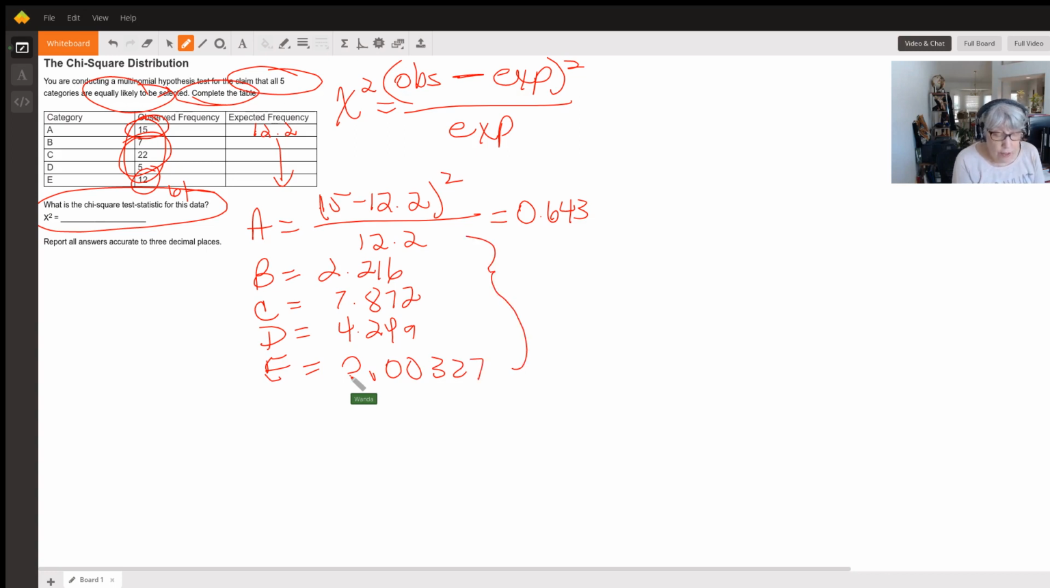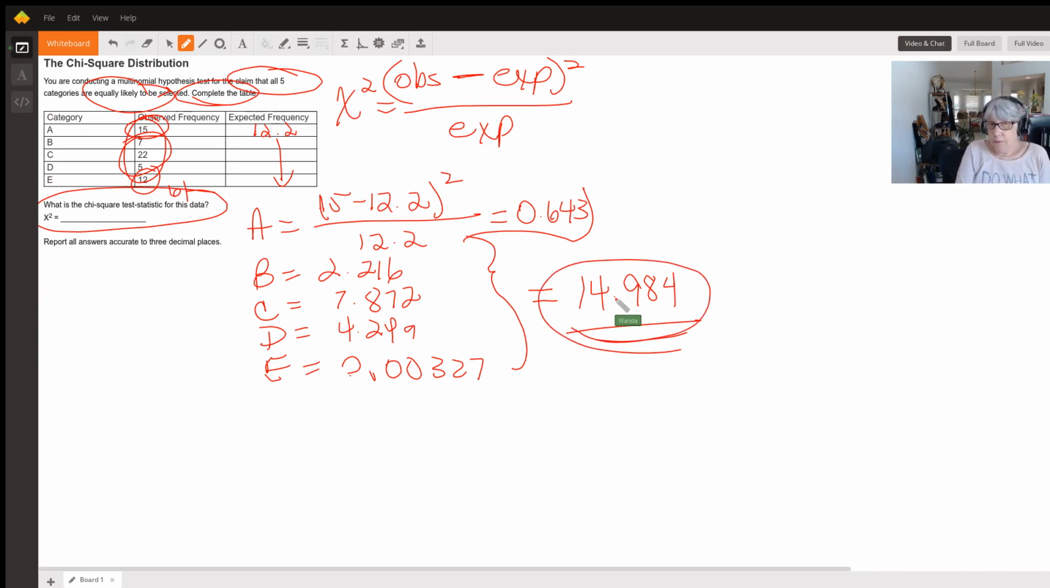If I add all these up, including category A, I'm going to get 14.984. And generally, your calculator or some computer software would do most of this for you. But the chi-square statistic, the answer to the question 2, should be 14.984. Let me know if you have any questions from this one.